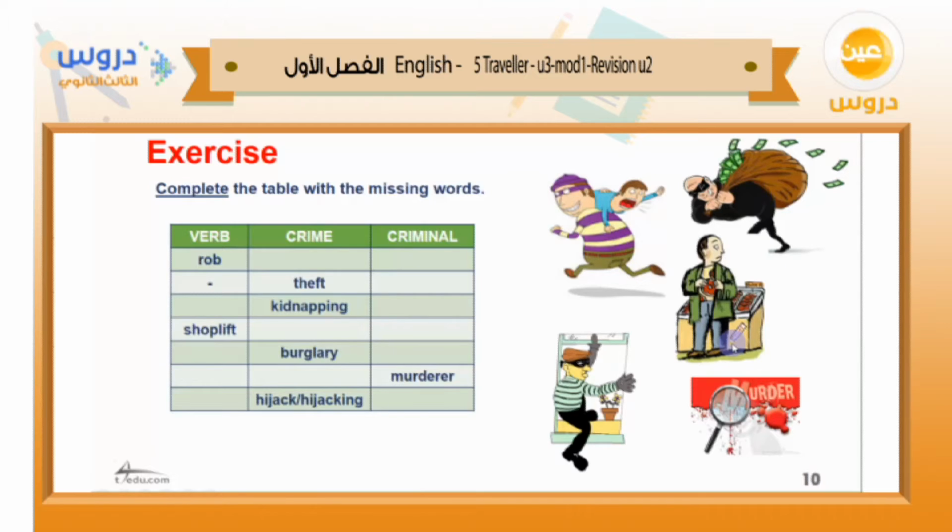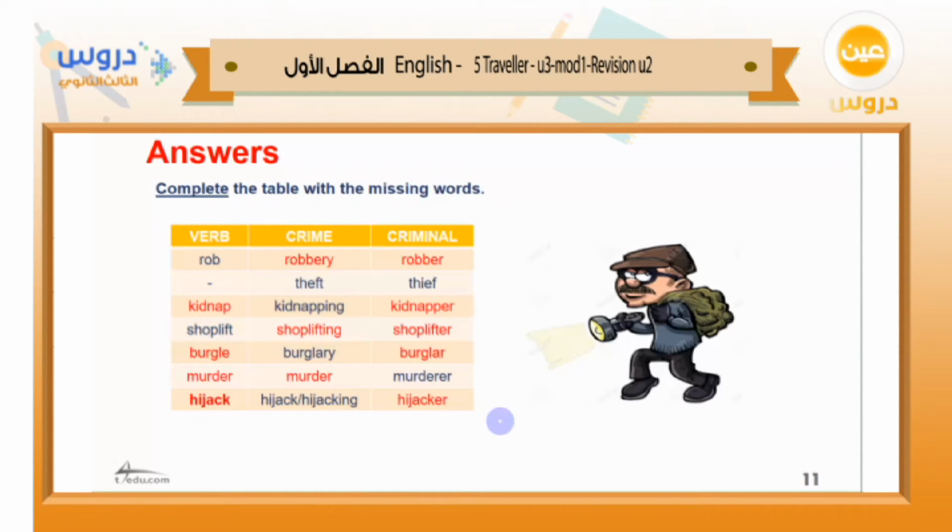You can look at the pictures before you do the exercise. And if you face any difficulty, we are going to do it together in this slide. So the first word rob, the crime, we call it robbery, and the criminal, robber. Theft, thief, the criminal. Kidnap is the verb, kidnapping is the crime, kidnapper is the criminal. Shoplift is the verb, shoplifting is the crime, and shoplifter is the criminal. Burgle is the verb, burglary is the crime, and burglar is the criminal. Murder is the verb, and murder as well is the crime, and murderer is the criminal. And the final word is hijack, the verb, hijacking, and hijacker is the name of the criminal. All right.